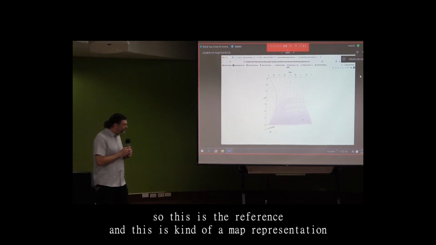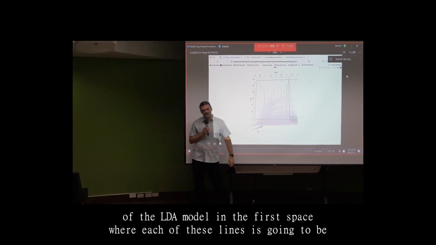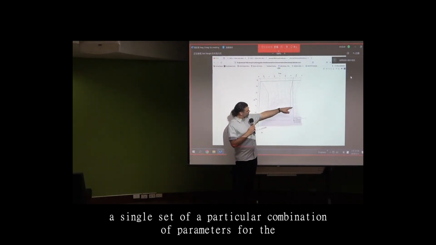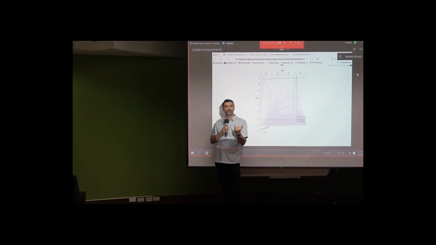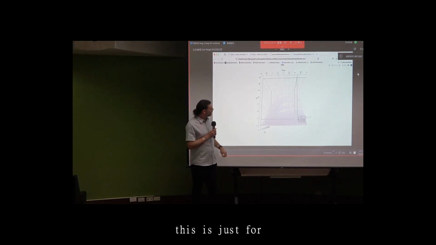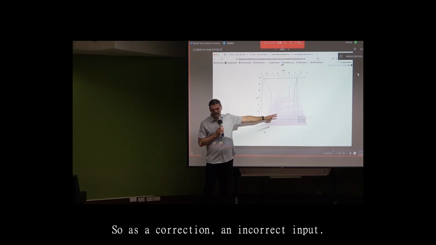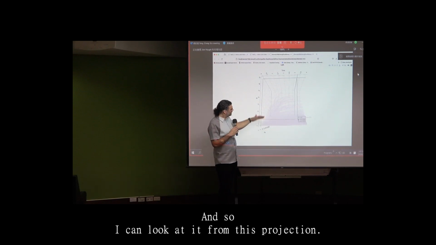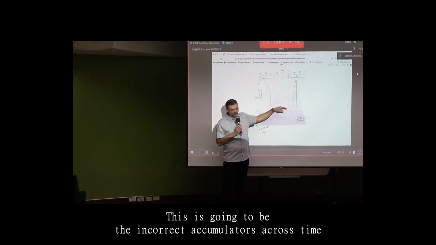Okay, so this is kind of a mock representation of the LBA model in Grice space, where each of these lines is going to be a single set of a particular combination of parameters for the LBA model. This is a two-choice model, so there's a correct and an incorrect accumulator. And so I can look at it from this projection. This is going to be the incorrect accumulators across time.